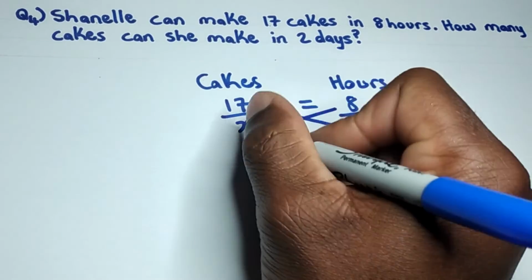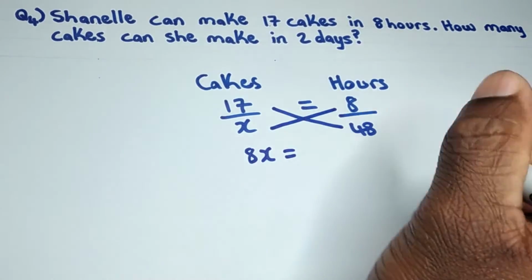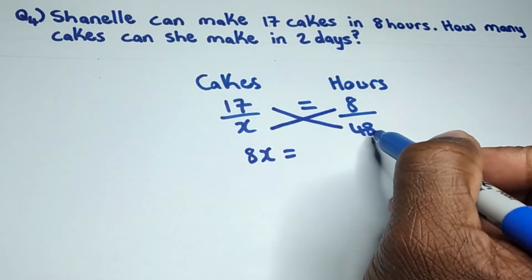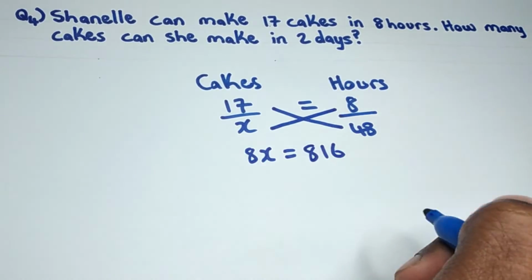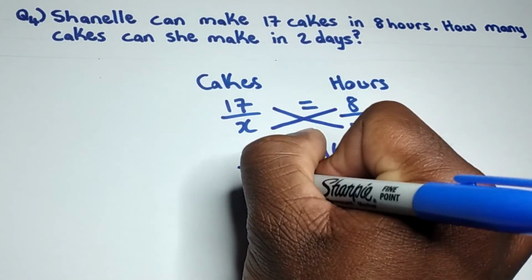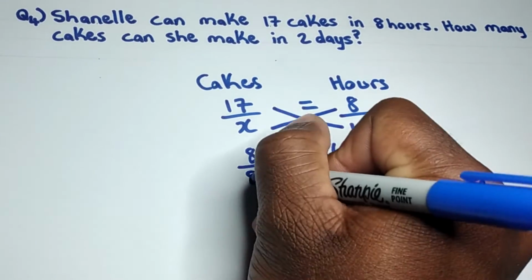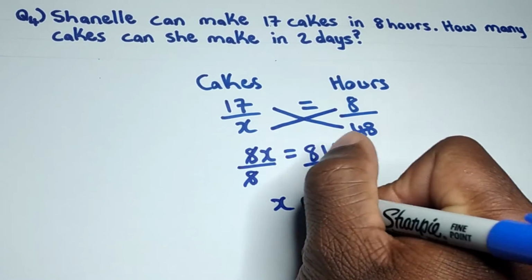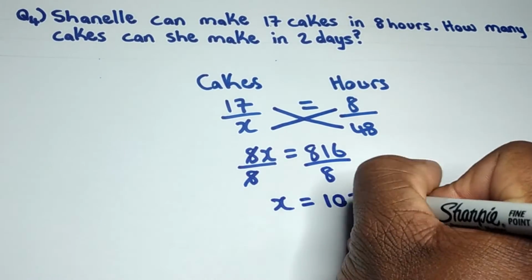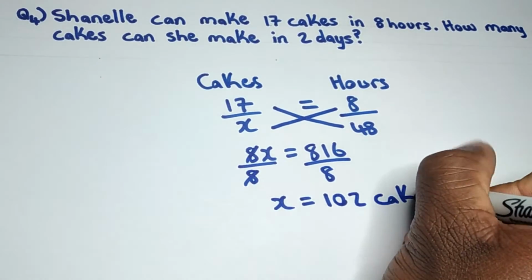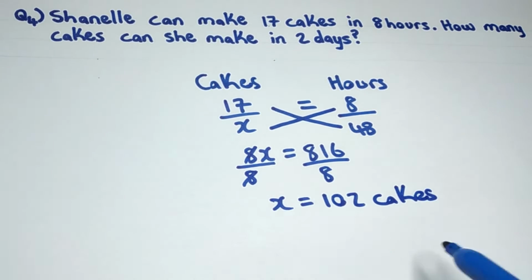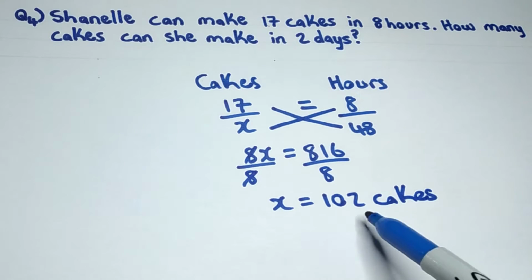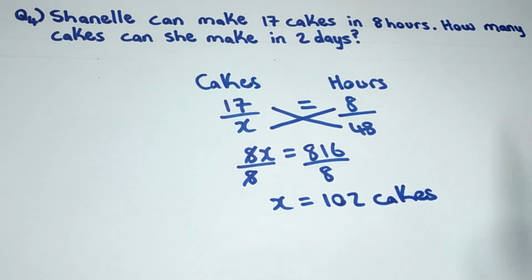So 8 times x will give us 8x, and this will be equal to 17 times 48, which will give us 816. What we can do now is divide both sides by 8. 8 will cancel 8 here, and x will be equal to 102 cakes. As I always mention, you can write a statement here: therefore, Chanel can make 102 cakes in a 2-day period, if you so choose to do that.